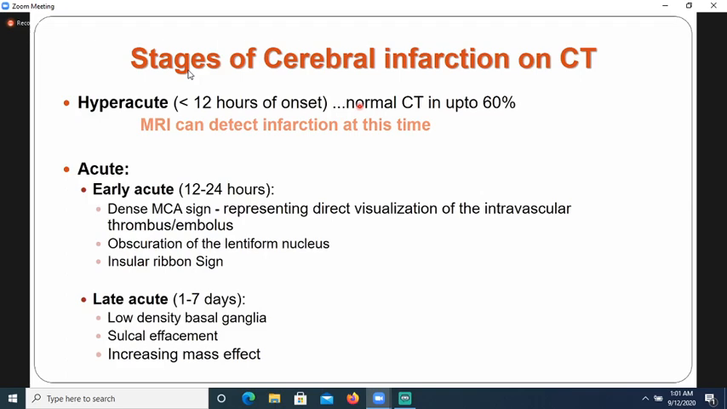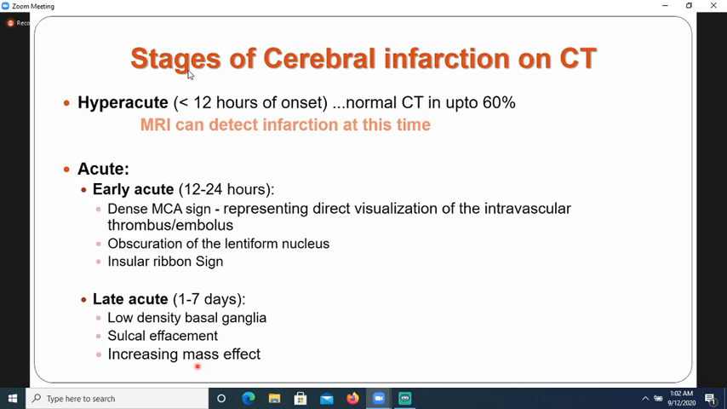Then the acute phase is again divided into early acute and late acute. Early acute means 12 to 24 hours, late acute 1 to 7 days. In early acute, the signs may be the dense middle cerebral artery sign, obscuration of the lentiform nucleus, and the insular ribbon sign. Dense middle cerebral artery means there is a thrombus in the middle cerebral artery. I show all these signs on the CT. Late acute means 1 to 7 days, in which there is a low-density basal ganglia, sulcal effacement, and an increasing mass effect because of the edema from the infarction.